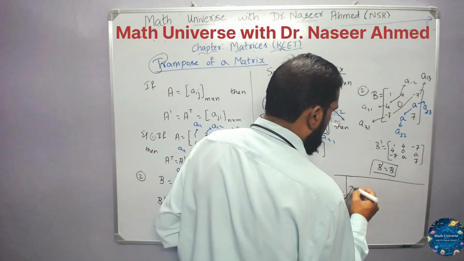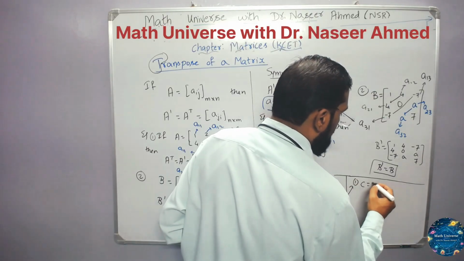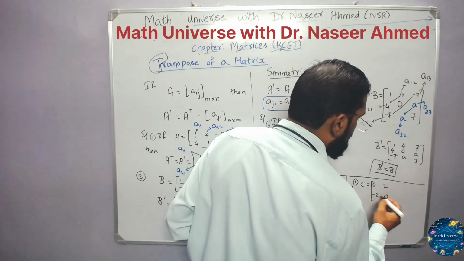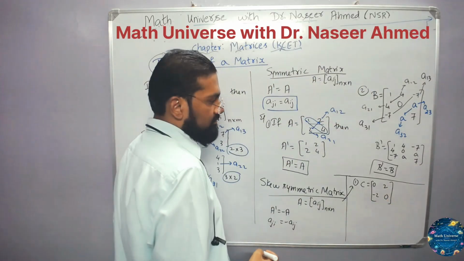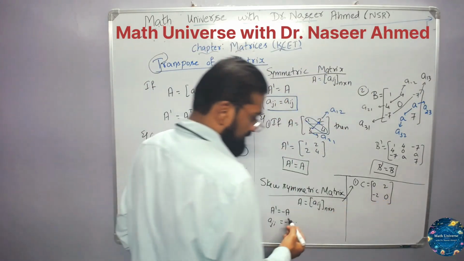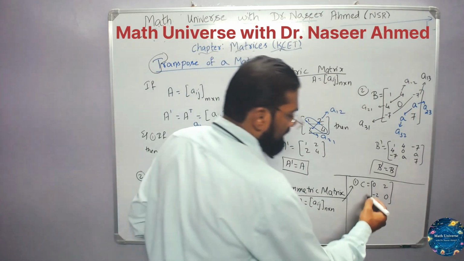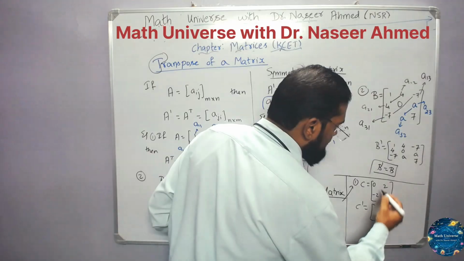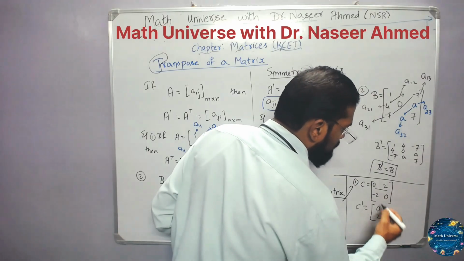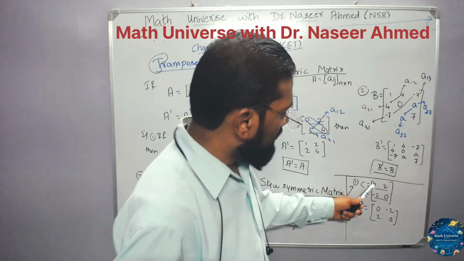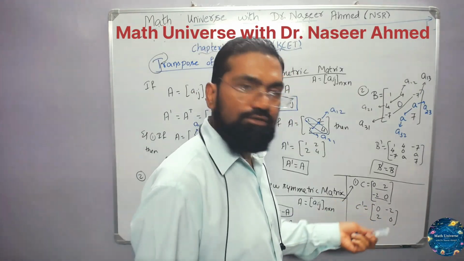Example for skew symmetric. If I talk about C is equal to 0, 2, and I write minus 2 here, 0. Now the question is, to check whether it is skew symmetric or not, first I will apply this condition. See carefully. If I take the transpose, C transpose is equal to, this first row changes to first column, 0, 2. Second row will change to second column. Now are they equal? 0 equal to 0. First order is same, 2 cross 2, 2 cross 2.